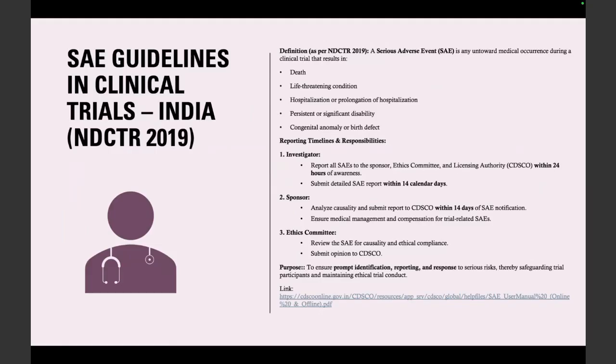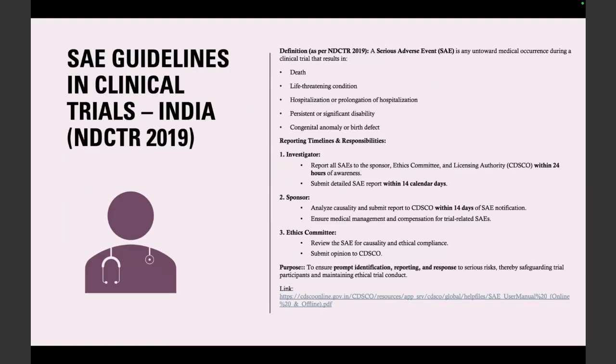First, I'll tell you what SAE is. SAE is serious adverse event. It is basically any untoward medical occurrence during a clinical trial. If a patient is participating in a clinical study and dies due to some reason, then the PI has to report the SAE. If the patient's condition is life threatening, then they have to report the SAE. If the patient is admitted to the hospital, or there is prolongation of hospitalization, permanent disability, or birth defect. So these five major points are important to report the SAE.